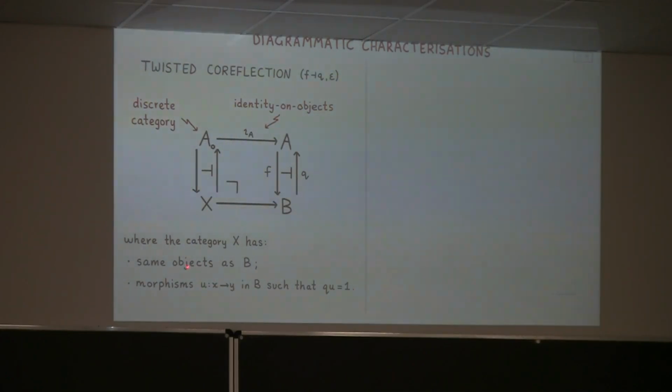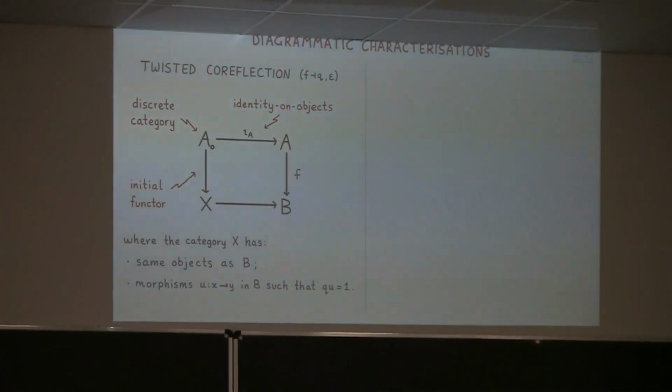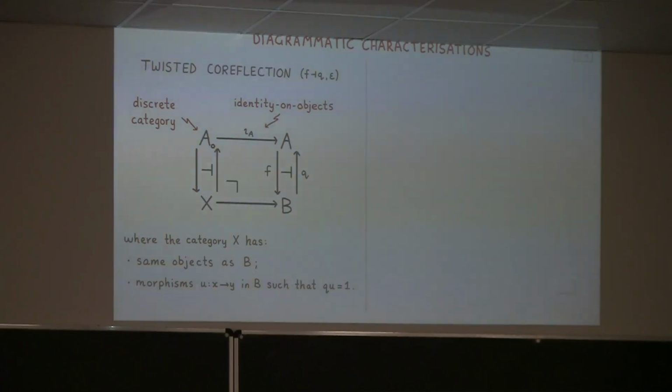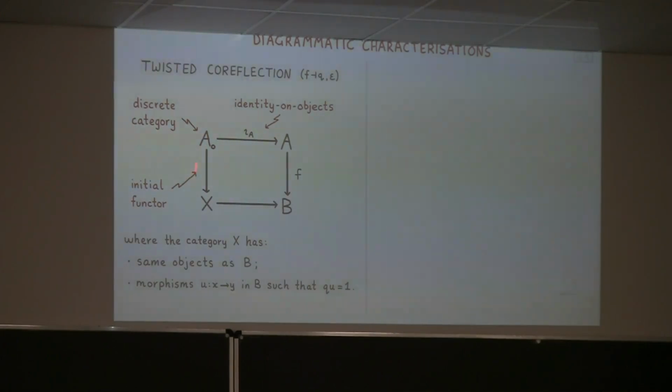And so X, because it's a pullback, is going to have the same objects as B, and this is going to be an identity objects functor, and the morphisms are just sent to the identities, and we get the right adjoint. Now, we can forget about the right adjoints. We can just look at the underlying commuting square of left adjoints. Actually, these two things are in bijection, because adjoints with a discrete category which are coreflective are just in bijection with initial functors, like this.